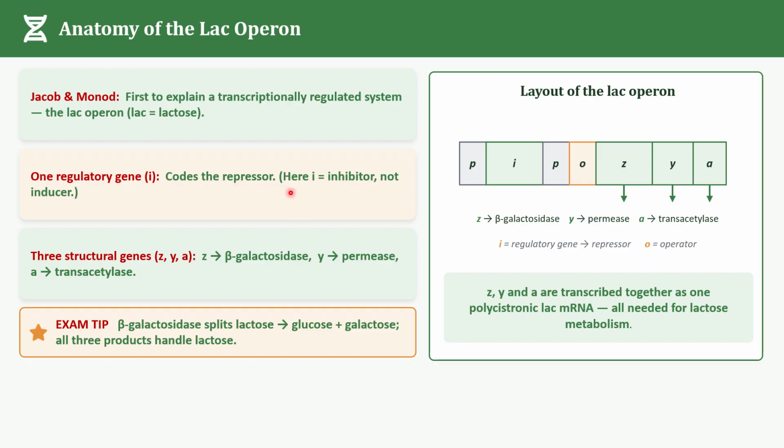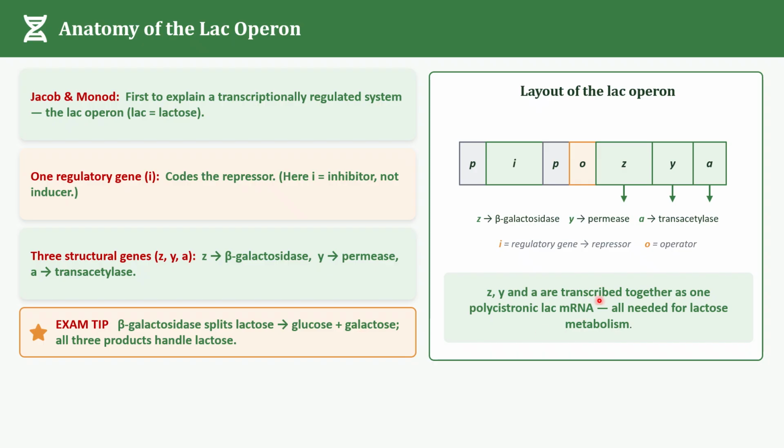So the letter I does not mean it is an inducer. It is derived from the word inhibitor, because the gene produces a protein that inhibits the transcription process. And the next one is the Z gene. The Z gene codes for the enzyme beta galactosidase. This enzyme hydrolyzes lactose and forms glucose and galactose.